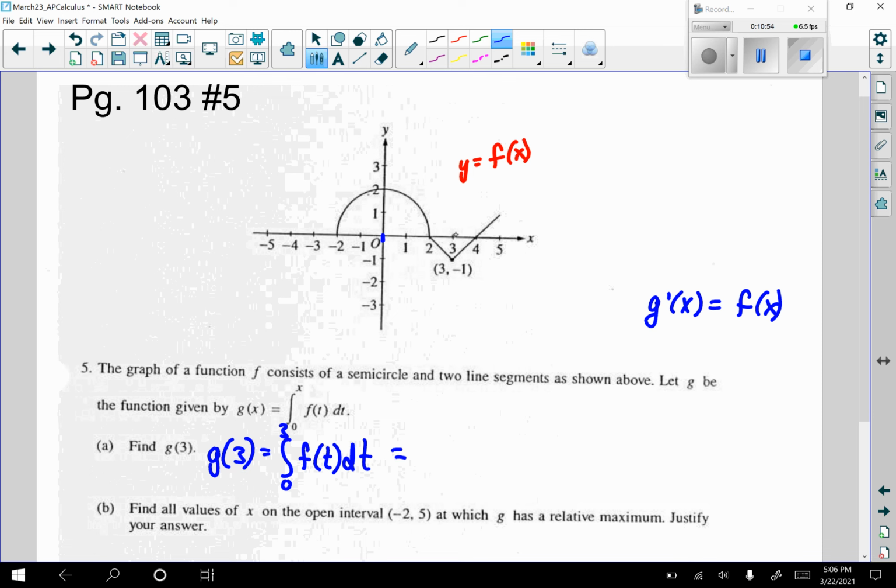So if we're going from 0 over to 3 here, we have a quarter of a circle, and then we have a little triangle. But the triangle is shaded below the x-axis. So then the quarter of a circle formula is 1/4 pi r squared, so our radius is 2. And then we'll have minus the area of the triangle, which just measures 1 by 1 for the base and the height. So this will just give us 4 times 1/4, so we're just going to get pi minus 1/2.